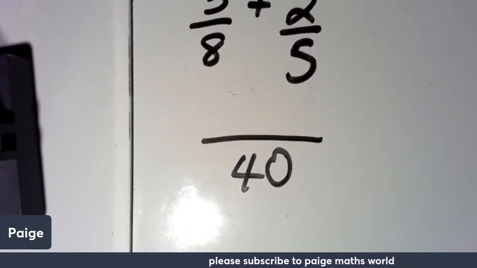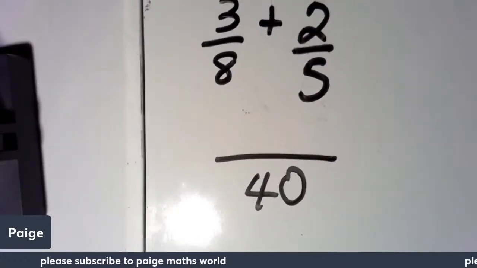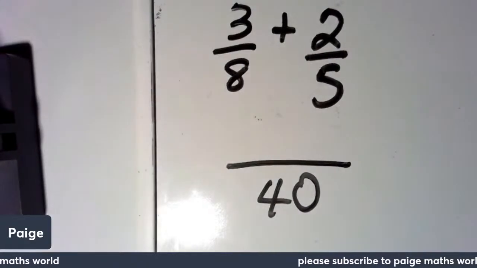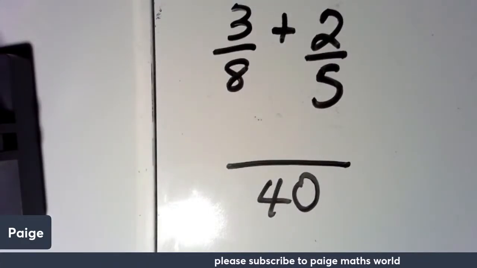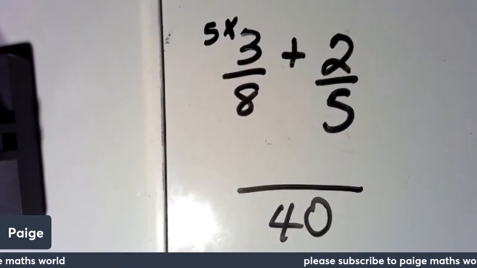All right, so let us get on to it. We're going to say how many times we can get 8 from 40? 5. Okay, 5 times. Everybody agree? So it's going to be 5 times 3. 5 times 3 is what? 15.